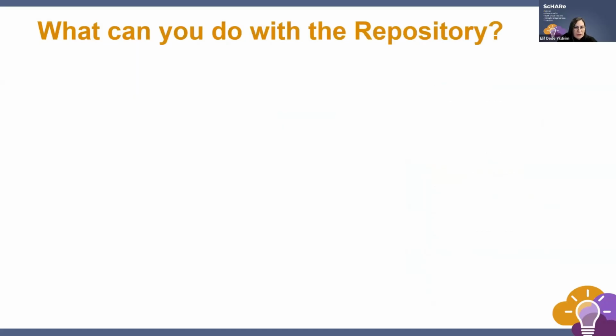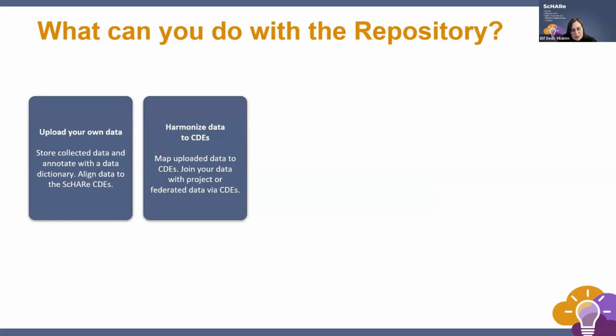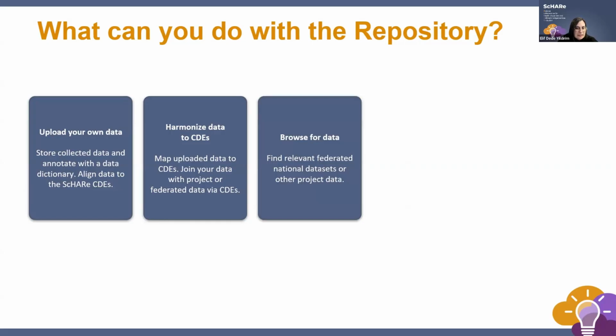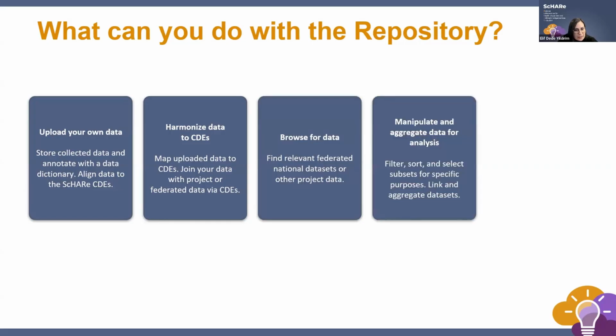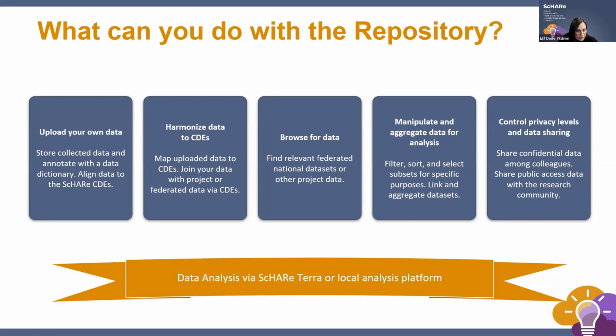Let's look at how you can utilize the ScHARe repository. You can upload, store, and annotate your data with a data dictionary aligned with the ScHARe CDEs. You can assign CDEs to your data and link it with other datasets. You can find federated datasets and collaborate with others. You can aggregate data with other datasets, and you can also manipulate your data. And the last thing, you can share your data with others with required privacy levels, which is aligned with the NIH data sharing policy, as I mentioned.